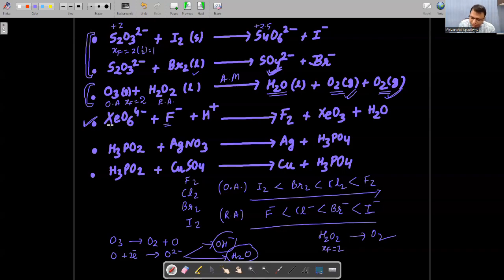Here xenon is present in +8 oxidation state going to +6. X factor of this is equal to 2. And fluorine is moving from -1 to 0. X factor of this is equal to 1. Now you can balance the reaction. This reaction is also given in NCERT.